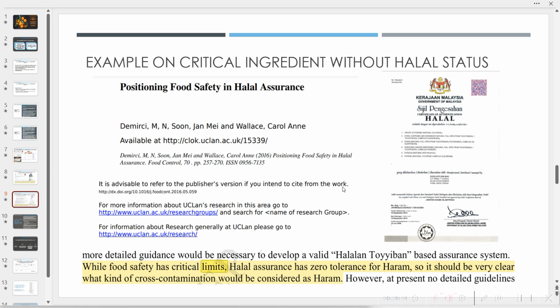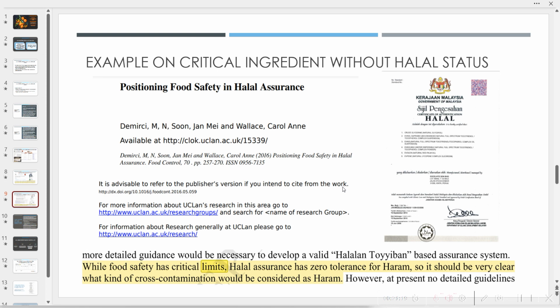All right. Okay, example on critical ingredient without halal status. So you can see here that the one that I highlight in yellow, while food safety has critical limit, halal assurance has zero tolerance for haram. So it shall be very clear what kind of cross-contamination will be considered as haram. Okay. So in this case, you have to take note on halal on this part. You have to really look into having a halal certificate from the supplier of ingredient at the first place.